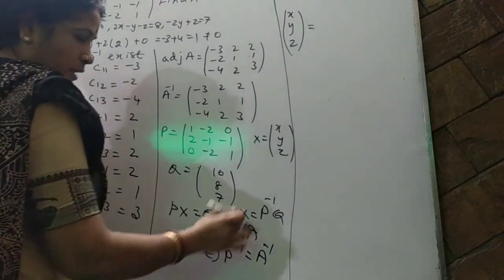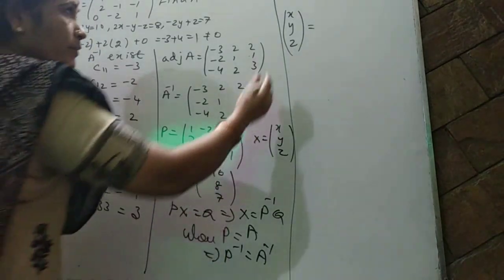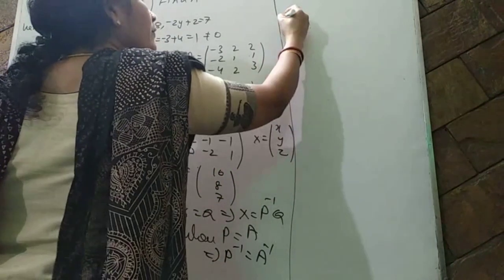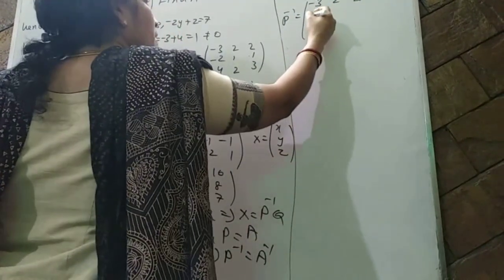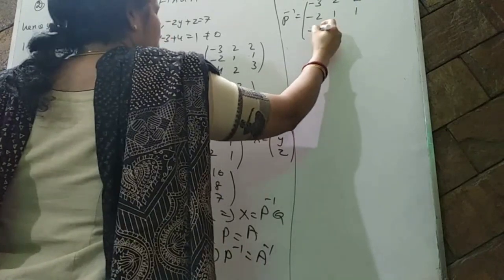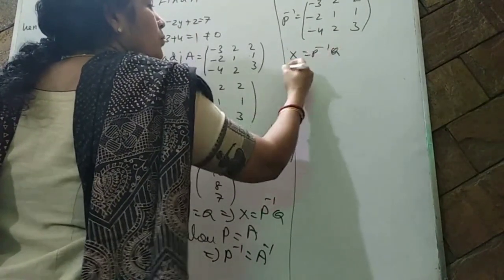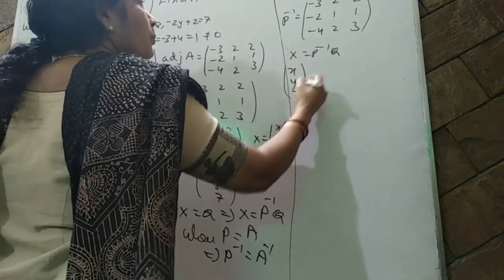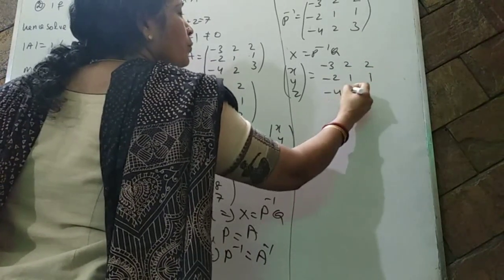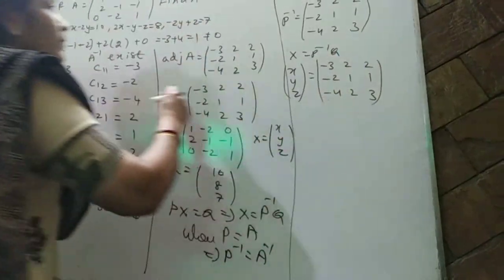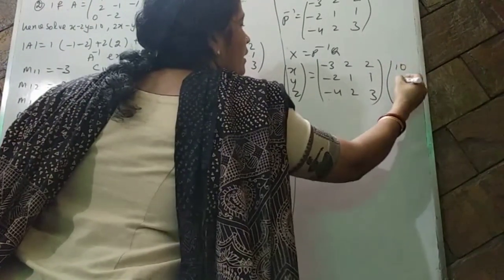Now anyhow, x is equal to P inverse Q. So that is the P inverse we have. Therefore P inverse equal to minus 3, 2, 2, same matrix I am taking, same here, minus 2, 1, 1, then minus 4, 2, 3. Now x is equal to P inverse Q. So that is x, y, z equal to P inverse we have minus 3, 2, 2, minus 2, 1, 1, minus 4, 2, 3 into the Q matrix we have. So that is Q matrix 10, 8, 7.